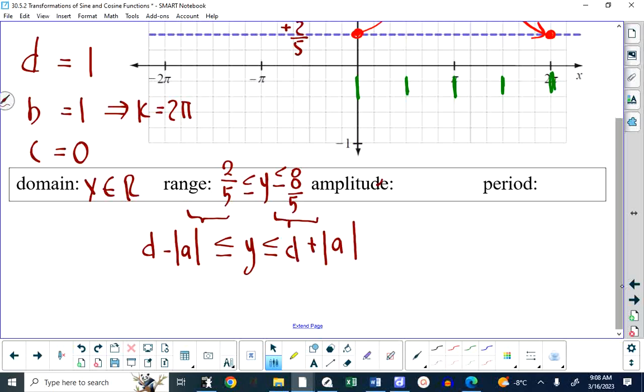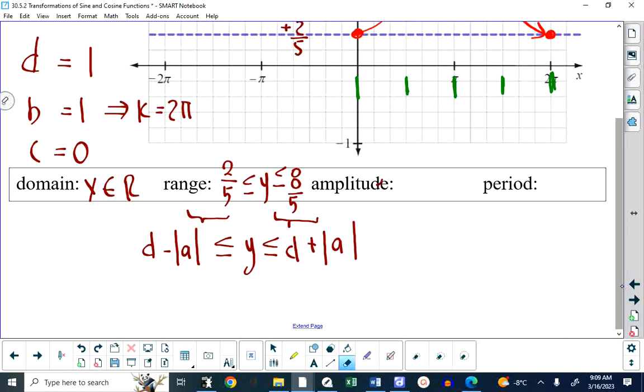So if d is at, what was my d at? 1? If d is at 1, the maximum will be the amplitude higher than that. So I go 1, which is d, plus the amplitude to get the maximum. If d is at 1, then the graph is going to go the amplitude below that. So the minimum will be the amplitude taken away from d. The order in which you subtract these is important. You can't go amplitude minus d.